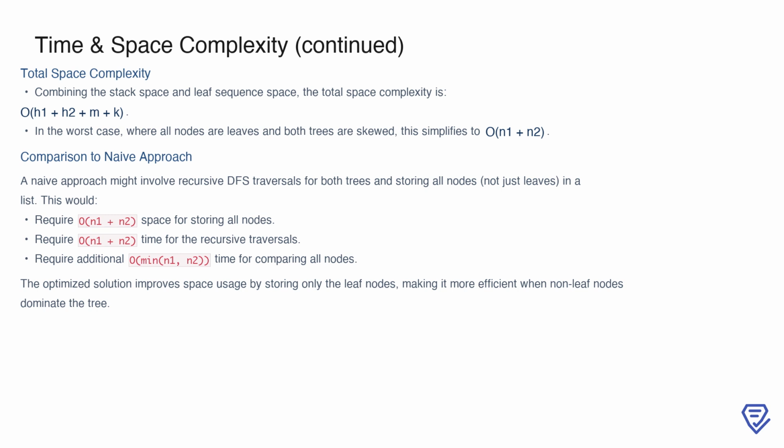Comparing this to a naive approach where recursive DFS is used for traversal and all nodes are stored, our solution is significantly more efficient. The naive approach would require O(n1 plus n2) space for storing all nodes and additional time for comparing the full lists of nodes. By focusing only on leaf nodes, our solution optimizes both space and time, especially when the trees have a large number of internal nodes compared to leaves.